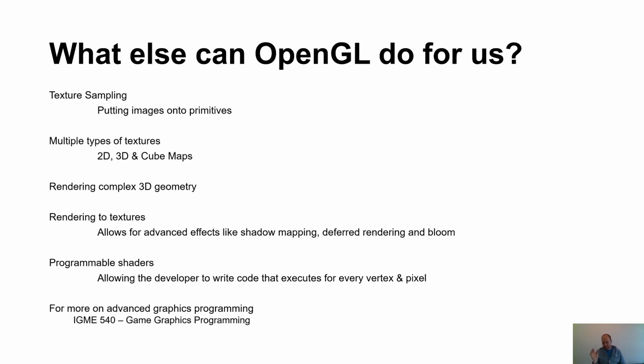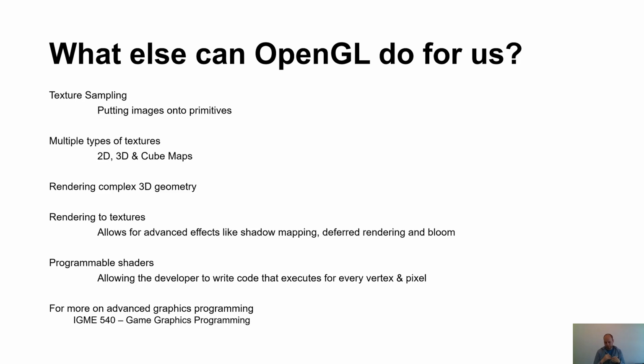What else can OpenGL do for us? We can do a lot of stuff. We can do what's called texture sampling, which is the ability to take a texture and map it onto a quad or onto a triangle in 3D space. We can have different kinds of textures. OpenGL supports cube maps, which is effectively imagine 6 textures that fit a cube. Also, obviously, 2D textures are the standard, but also 3D volumetric textures, which are used in some really interesting applications.